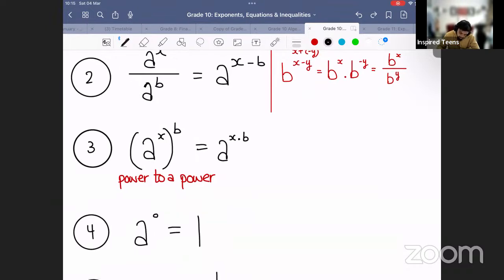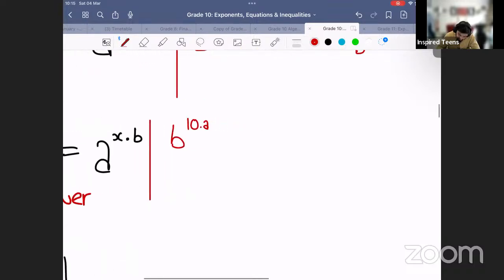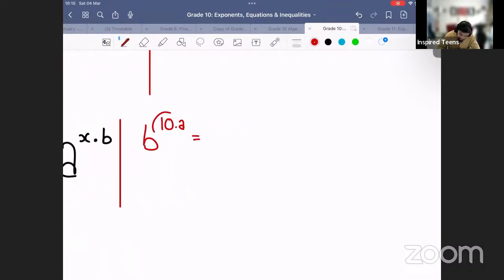Let's work with this one backwards. Note that if you have b to the power of 10 times a, because they're in multiplication, you can separate them as different powers. It can be written as b to the power of 10 to the power of a. Please, my a's are not 2's. Don't judge my a's. They are a's. Don't confuse them with 2's.